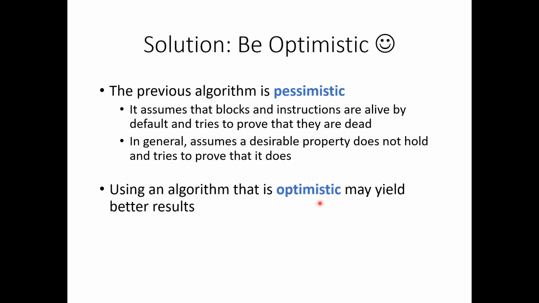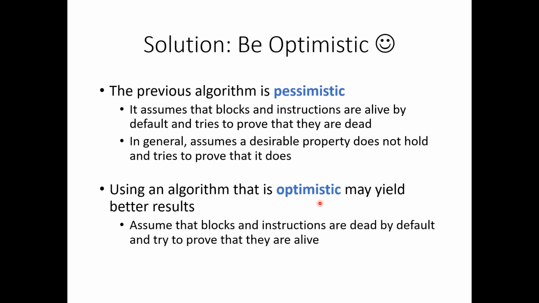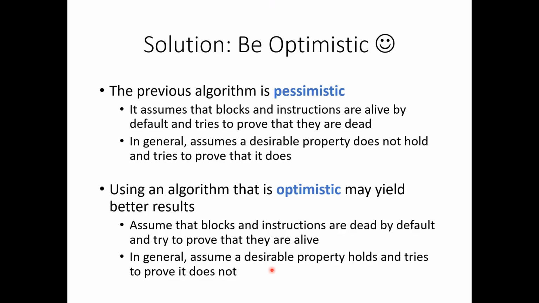What do we mean by an optimistic algorithm? An optimistic algorithm will assume that everything is dead. It assumes that all the basic blocks are unreachable. It assumes that all the code is not used, and then it tries to prove that they are alive. And if it cannot prove that they are alive, that means they're dead, and it removes them. In general, an optimistic algorithm assumes that a desired property holds, and then it tries to prove that it does not hold. Is that clear?